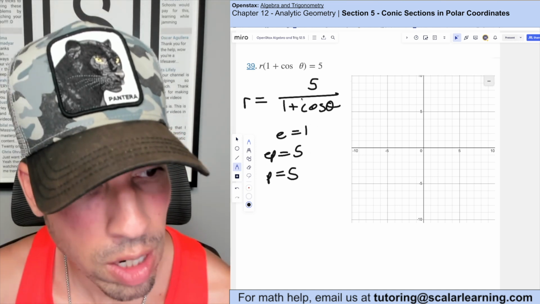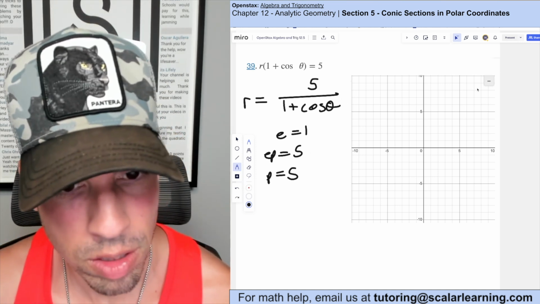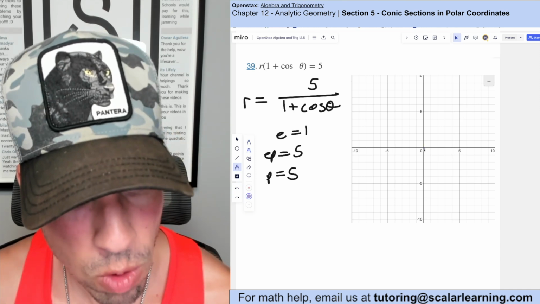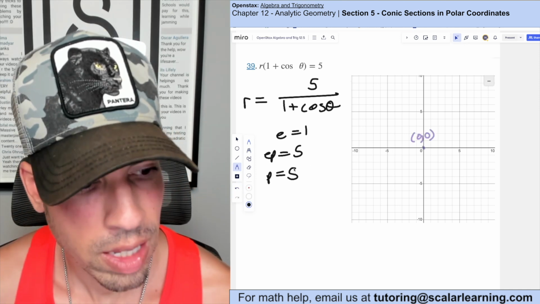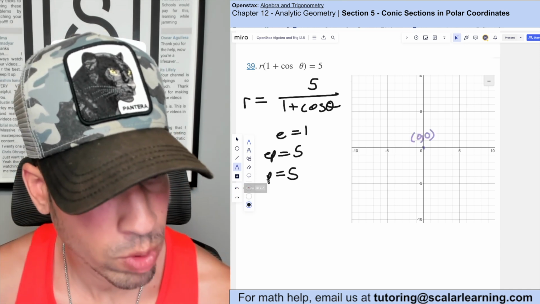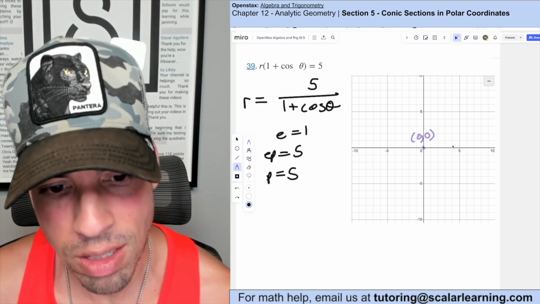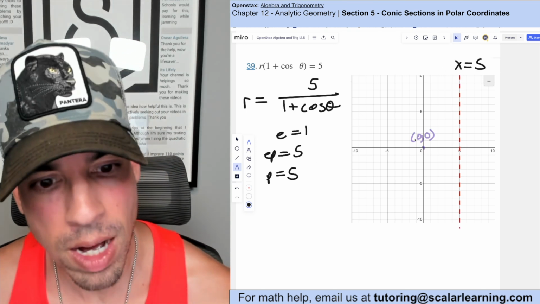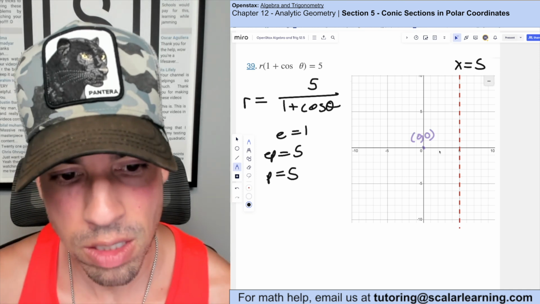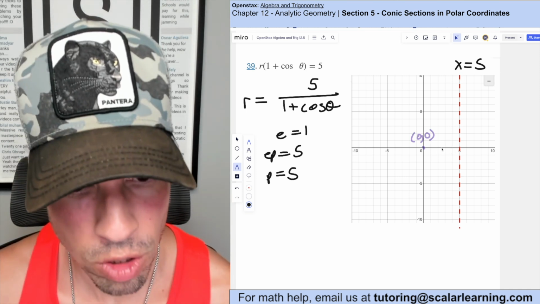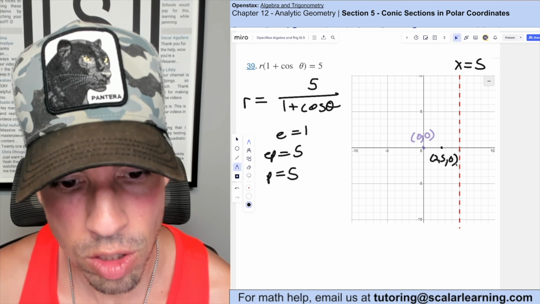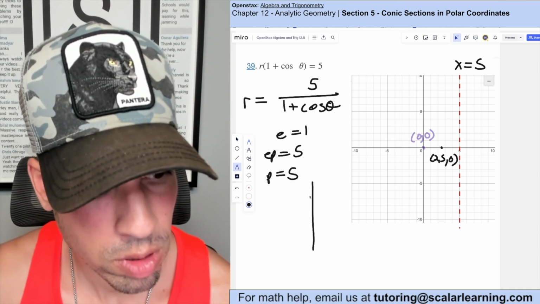Since we have cosine on the bottom, this parabola is either going this way or this way. Once again, with that focus being at the origin, and this being a 5 and that being a plus, we know that the directrix is 5 units to the right. So there's my directrix at x equals 5. And of course, my vertex is going to be right in the middle of the directrix and the focus, so right here at 2.5 comma 0.